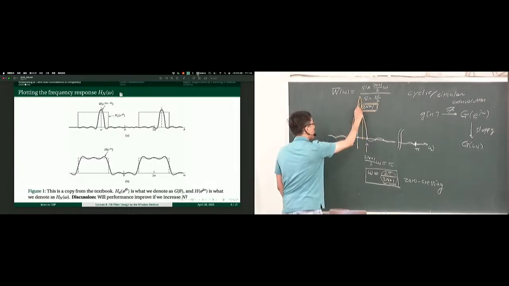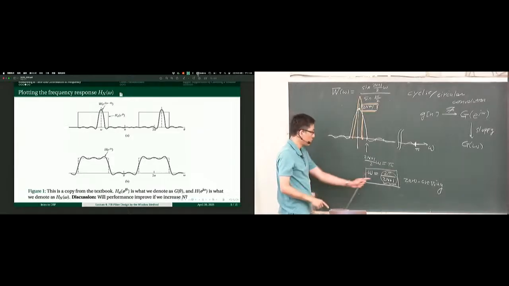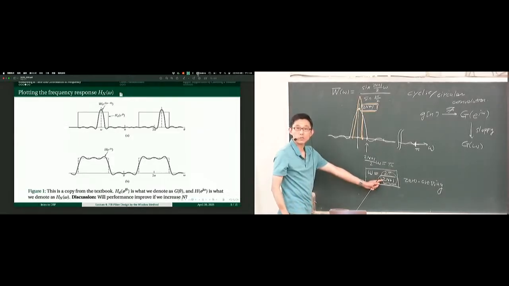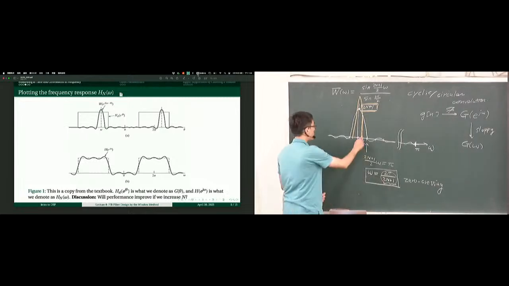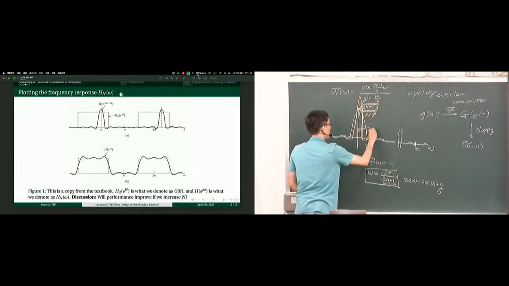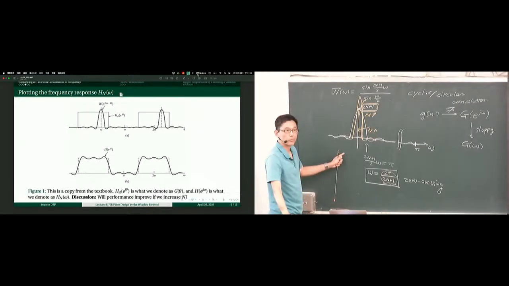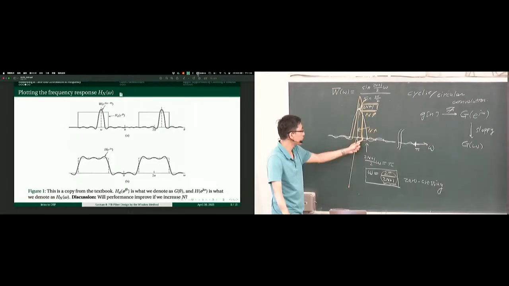The height is proportional to n plus 1, but the width is inversely proportional to 2n plus 1, which is the length of the window in the time domain. So it should be pretty clear that this shape should grow taller but thinner when n increases. That's a general trend for the Fourier transform of W. That should be pretty clear. Taller and thinner. One is proportional, the other is inversely proportional.